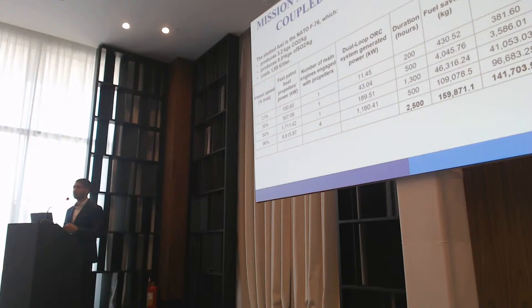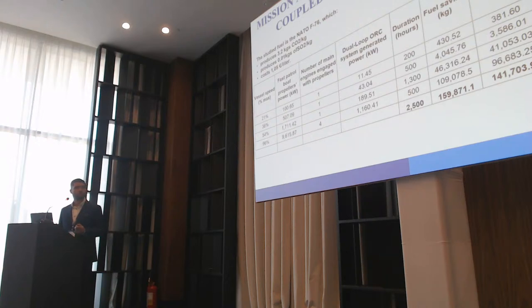Emission analysis of the combined system carried to the fast patrol boat is carried out in order to define its capabilities in fuel cost saving and gaseous emission reduction. The standard fuel for this analysis is the NATO F76, which produces 3.2 kilograms of carbon dioxide and 0.01 kilograms of sulfur dioxide per kilogram of fuel. This fuel costs 1.05 euros per liter.